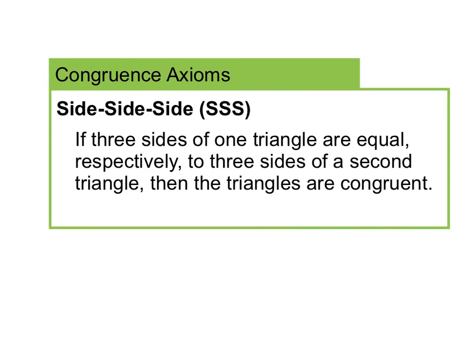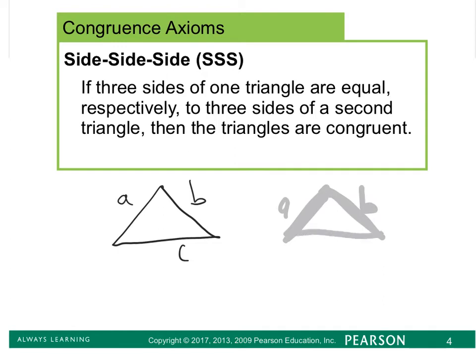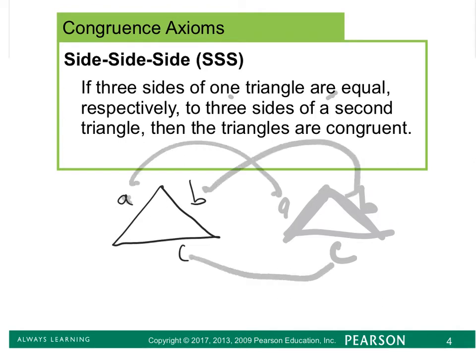Side, side, side. That would be, just as the picture said, A, B, and C. And we're looking at another triangle, A, B, and C. I should make it more realistic. A, B, C. If three sides of one triangle are equal, A is equal to A, and B is equal to B, and C is equal to C, to three sides of a second triangle, then the triangles are congruent.